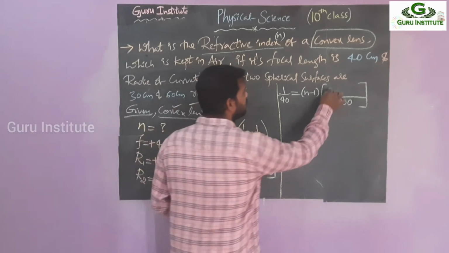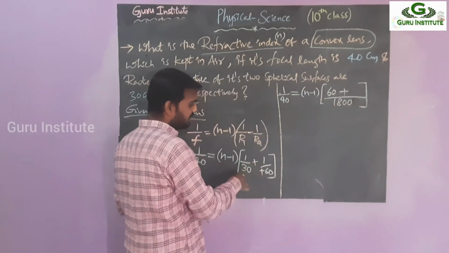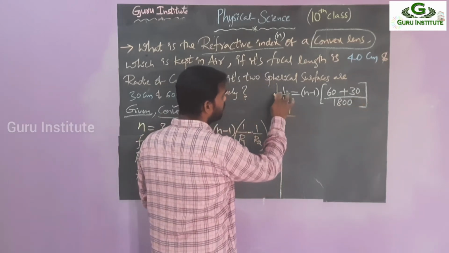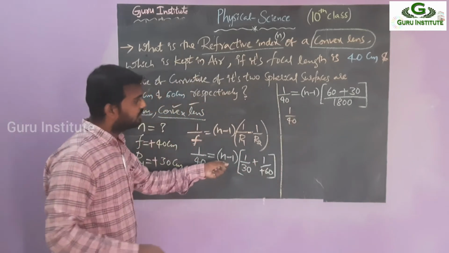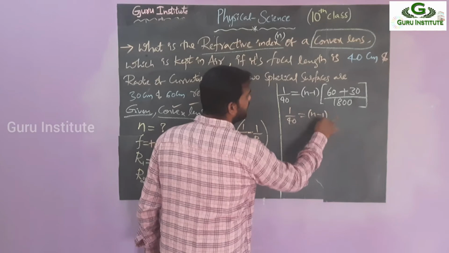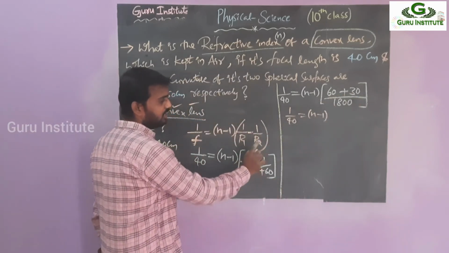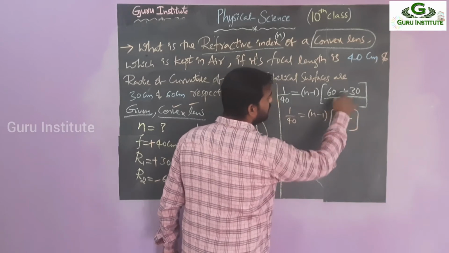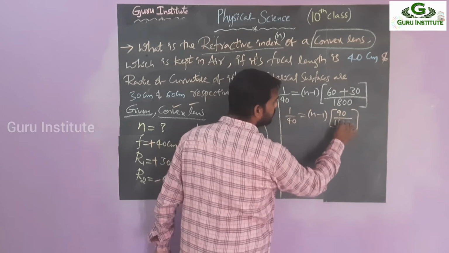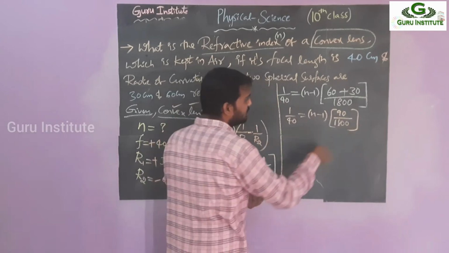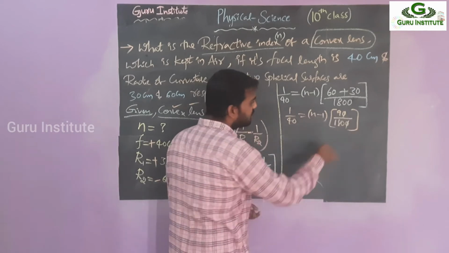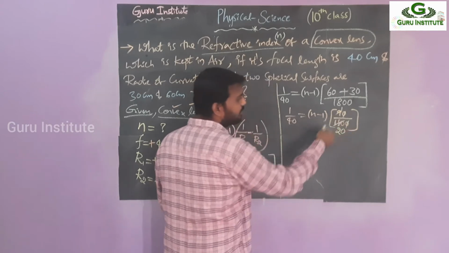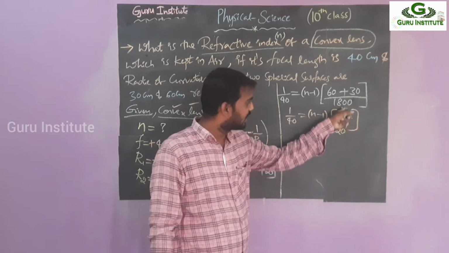60 plus 30, this is plus only. So what is the next step? 1 by 40 stays 1 by 40, no change. n minus 1 stays n minus 1. Next, 60 plus 30, how much? 90, and 1800 as usual. Then what do you get here? The zeros get cancelled. 9 ones are 9, 9 twos are 18, so simply 90 into 20 is 1800.